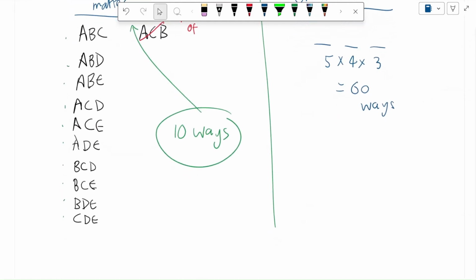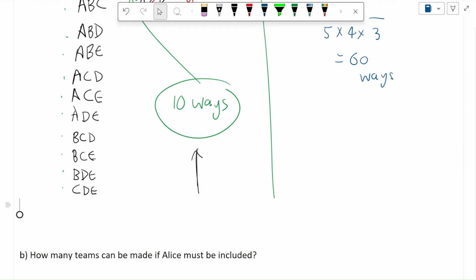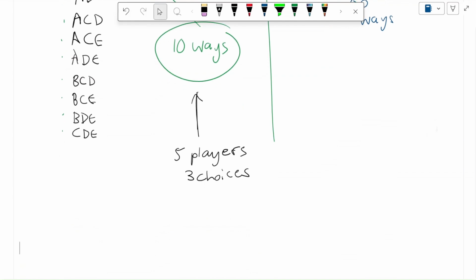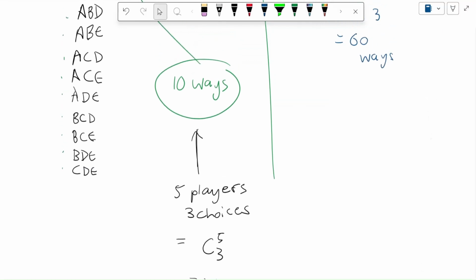Okay, so you don't want to sit here and do this every single time. That's going to take you a really long time. So the way that you get this 10 without listing them out is you have 5 players and 3 choices. The C in nCr sometimes stands for choice. How do I choose 3 out of 5? So what we're going to do is C5,3. Now, if we do that on a calculator, 5 and then nCr and then 3 does give us 10. So that is how we can get that number without listing.